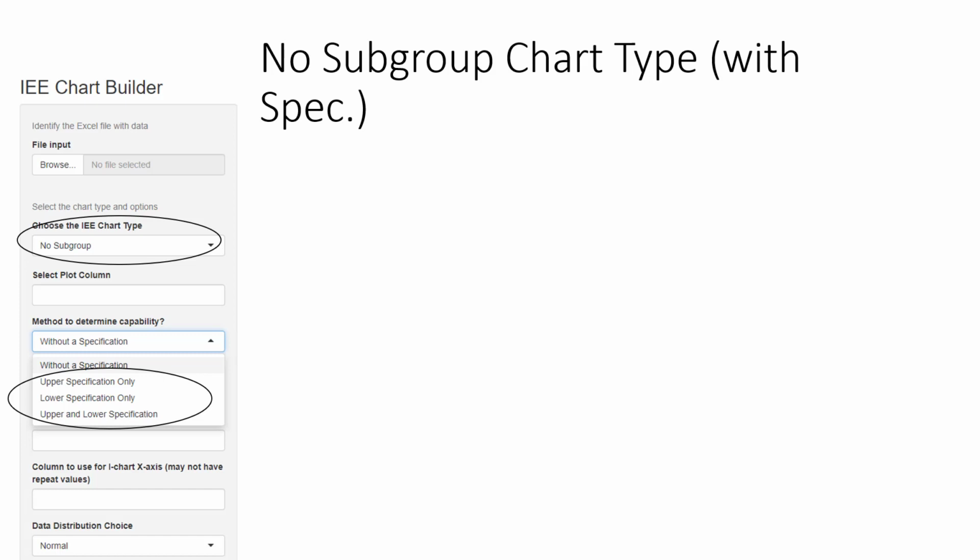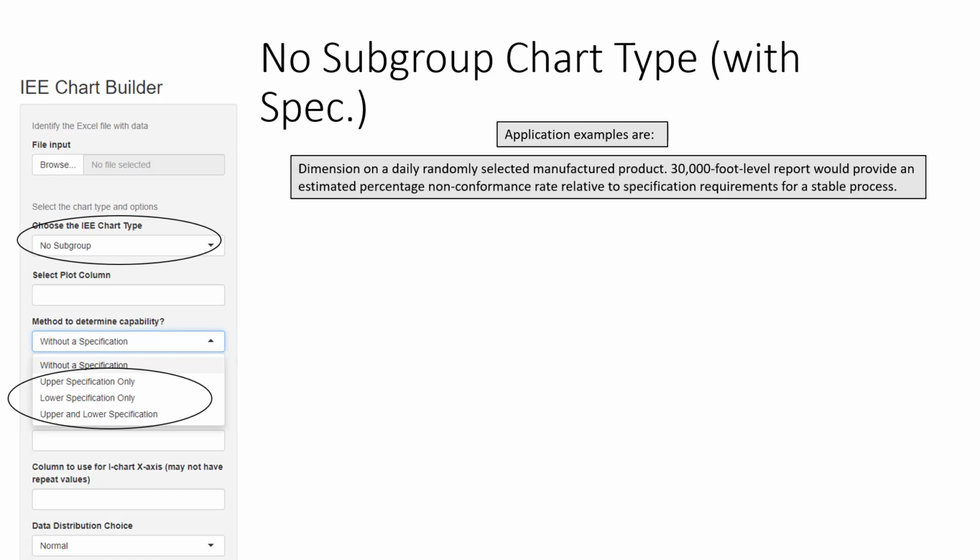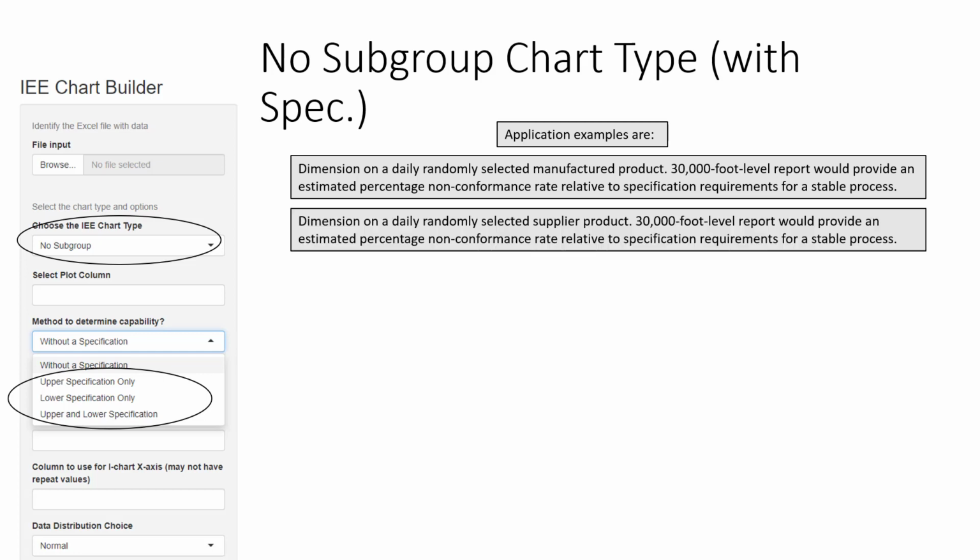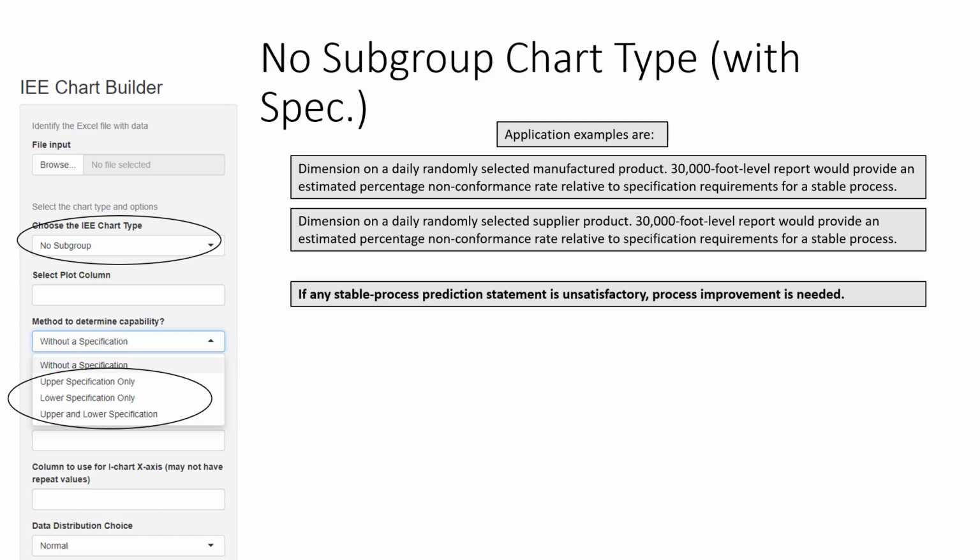No subgroup chart type with the specification. Application examples are dimension on a daily randomly selected manufacturing product. 30,000 foot level report would provide an estimated percentage nonconformance rate relative to specification requirements for a stable process. Dimension on a daily randomly selected supplier product. 30,000 foot level report would provide an estimated percentage nonconformance rate relative to specification requirements for a stable process. If any stable process prediction statement is unsatisfactory, process improvement is needed.